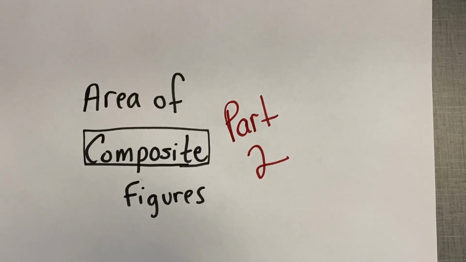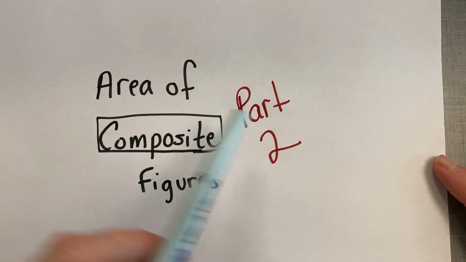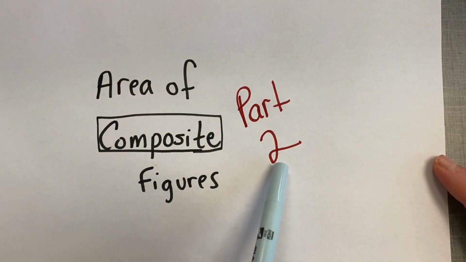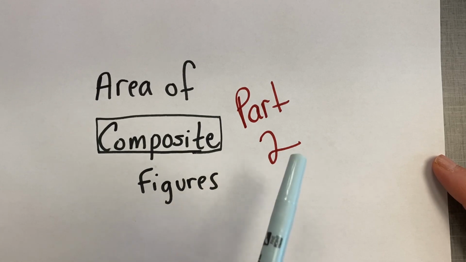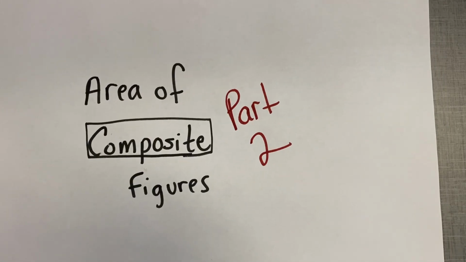Hi everyone, welcome to the video on area of composite figures part 2, like a good sequel to a good movie. So last time we did an example, 3 different ways of how to take a figure we don't know the area of and decompose it into different parts. Today we're going to continue with that. We're just going to do a different example.